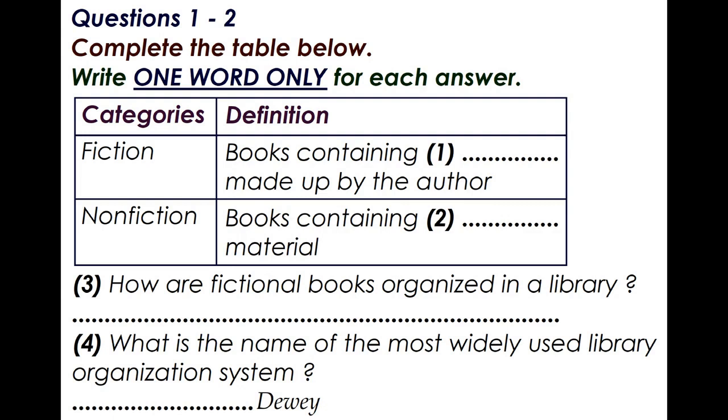All libraries are organised in much the same way. Every library houses a collection of books. Many libraries also have periodicals, films and records.